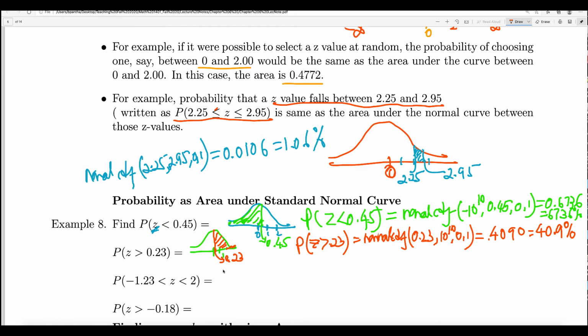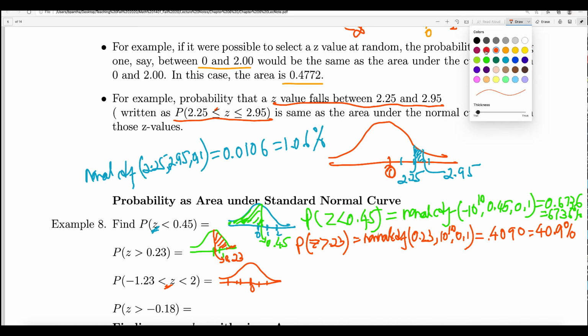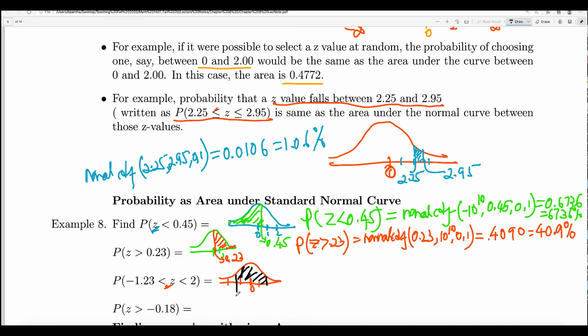Similarly, for the third one, how does the graph look? What I would do is just draw the horizontal line and draw the bell-shaped curve. 0 is in the middle because we are talking about G. Negative 1.23 will be somewhere here, and positive 2 will be somewhere here, right? So let me shade the region that we are asked to find: negative 1.23 to positive 2. That's that middle region, right? So this value is negative 1.23. This value is positive 2, right? So how do I find that then?